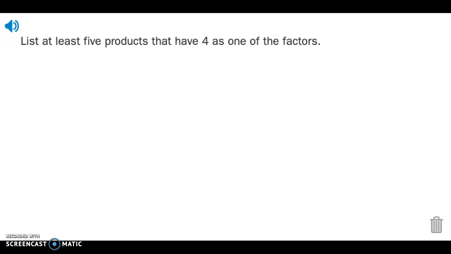All right, everyone, this is Math Message 8-5. You should have out a separate sheet of paper. Okay, we'll get started. It says list at least 5 products that have 4 as one of their factors.